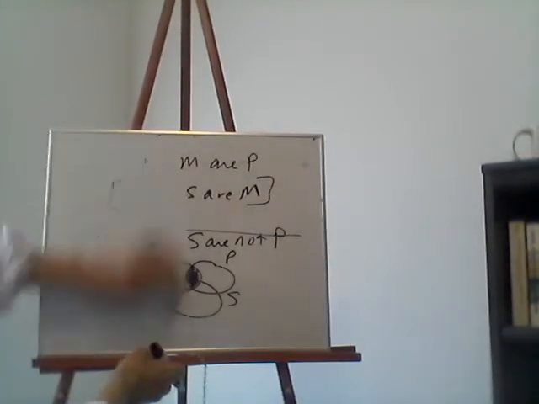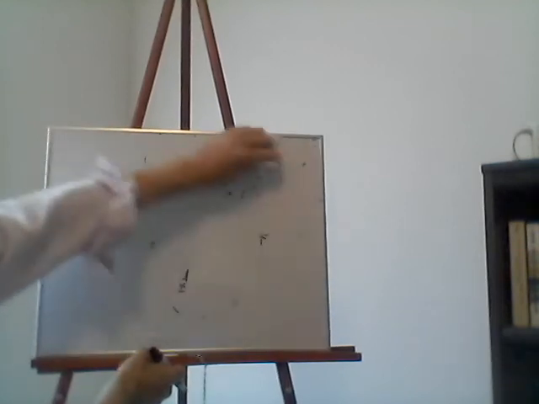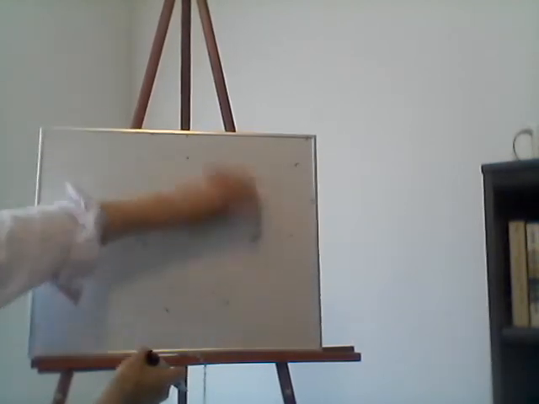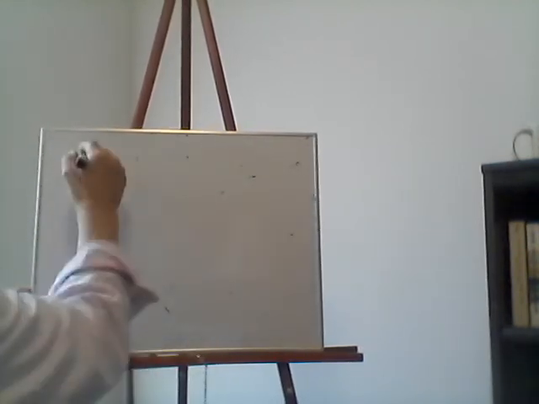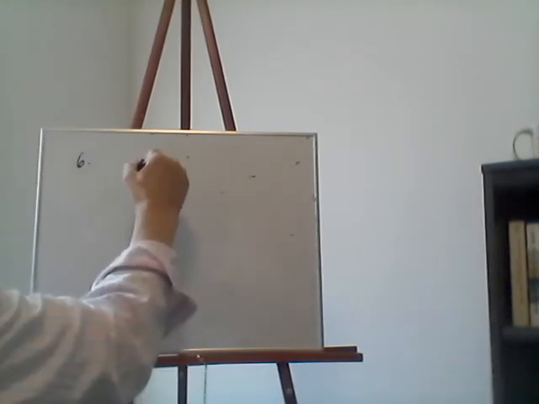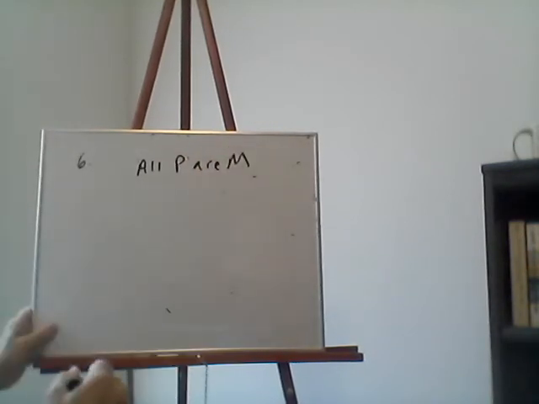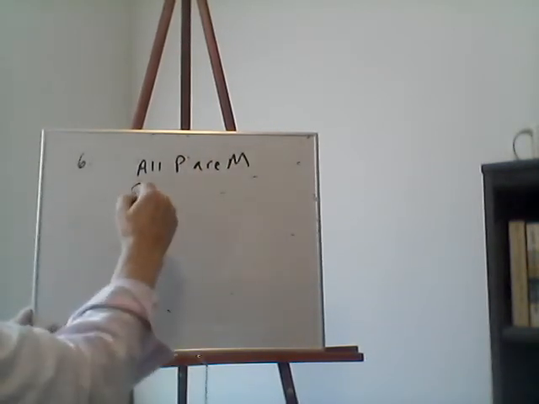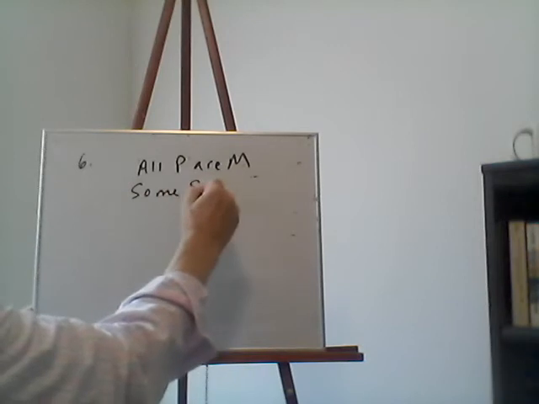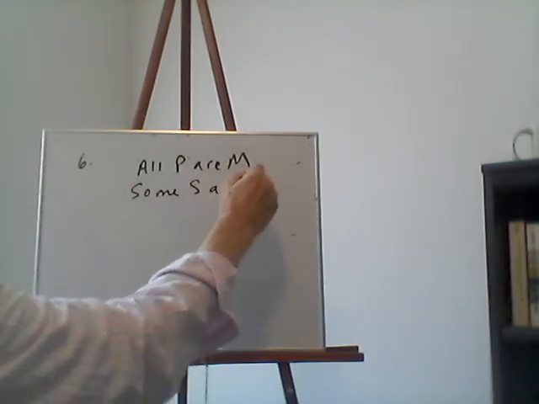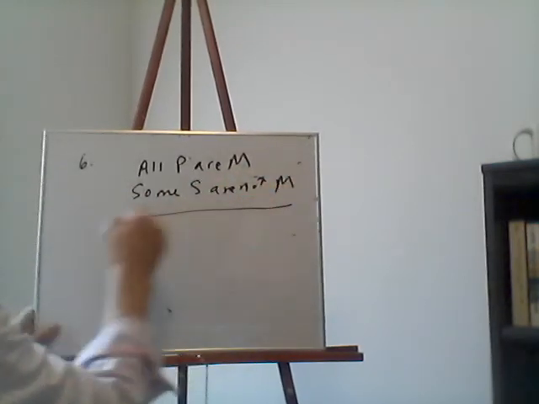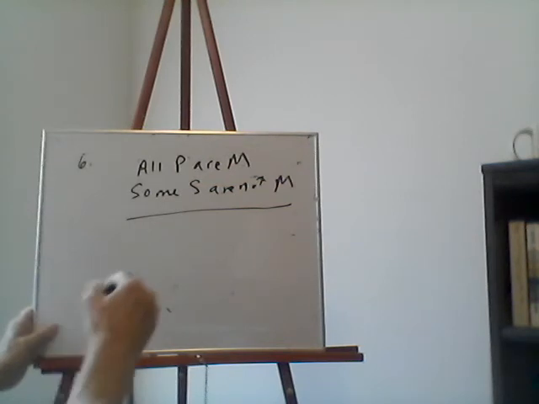Number 6, all P are M. This is not a Venn diagram, but we just want to know what rules are violated. Some S are not M. And therefore some S are not P.